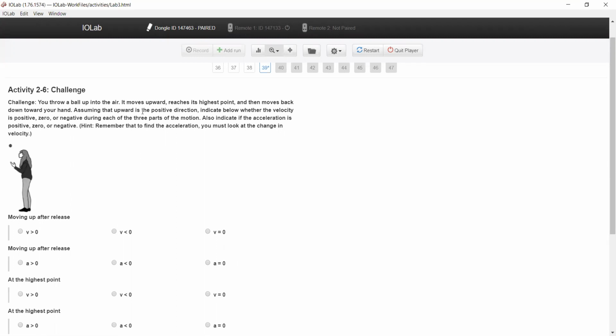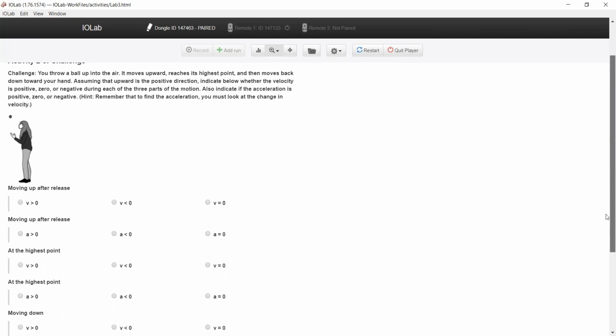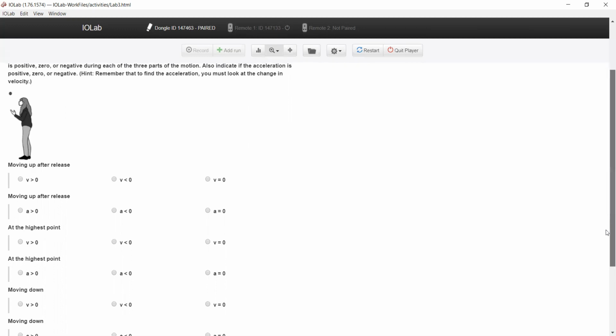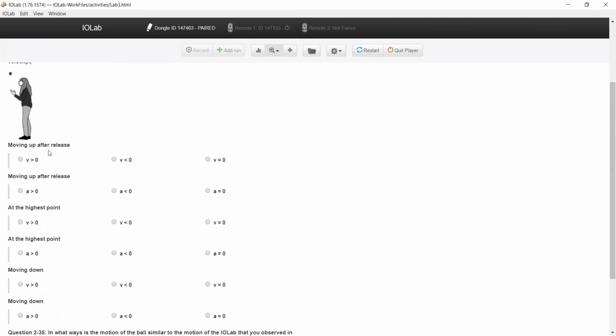And then it comes back again. Moving downward is the negative direction, speeding up in a negative direction, like what we just did. So moving up after release, moving up is a positive direction, they have said, so the velocity should have the same sign. We are slowing down as we are moving up. Slowing down in any direction will result in the opposite sign of the acceleration. Go ahead and answer based on that.